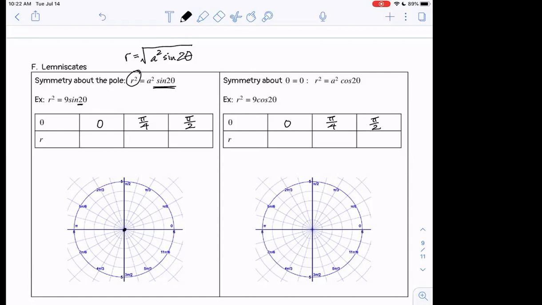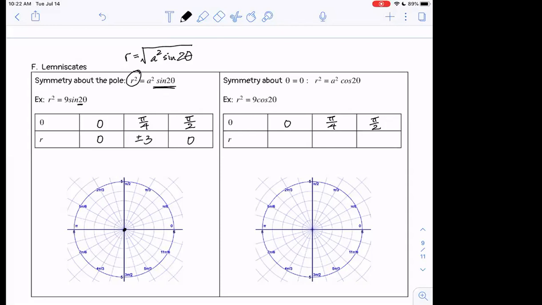Okay, so let's find our r's. If I plug in 0, I'm going to get 9 times 0, which is 0, and so the square root of 0 will give me 0. If I plug in pi over 4, that's going to give me 9, and so r squared equals 9. What is the value of r? Plus or minus 3. Okay. And if we get back to pi over 2, we're going to get another 0.